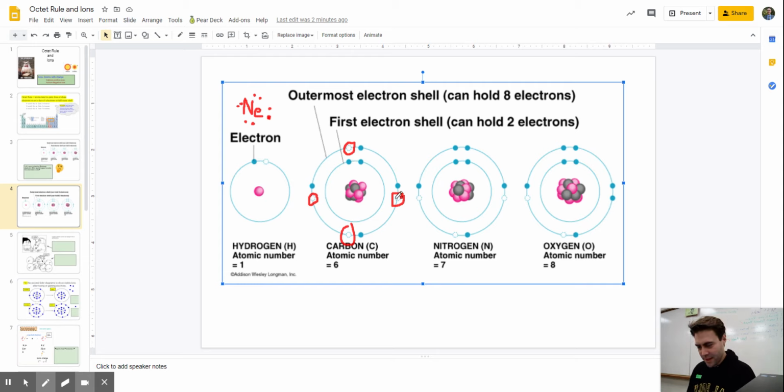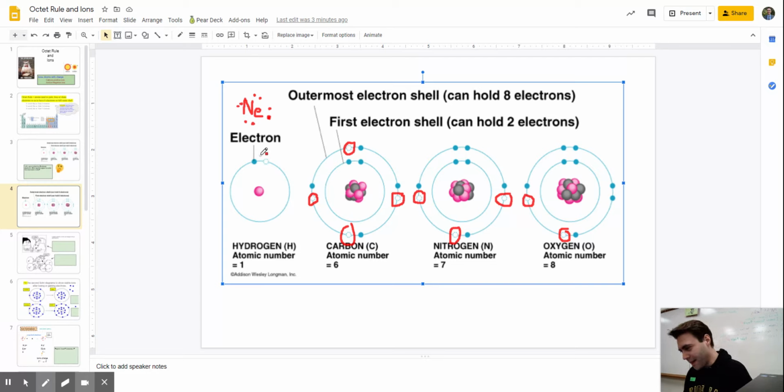So carbon has 4 spots for 4 electrons. Nitrogen has 1, 2, 3 spots, so nitrogen can gain 3 electrons. Oxygen has 1 and 2 spots to gain 2 electrons. So oxygen is 2 away from being just like the next noble gas, which is neon. Nitrogen is 3 away from being like neon, and carbon is 4 away.